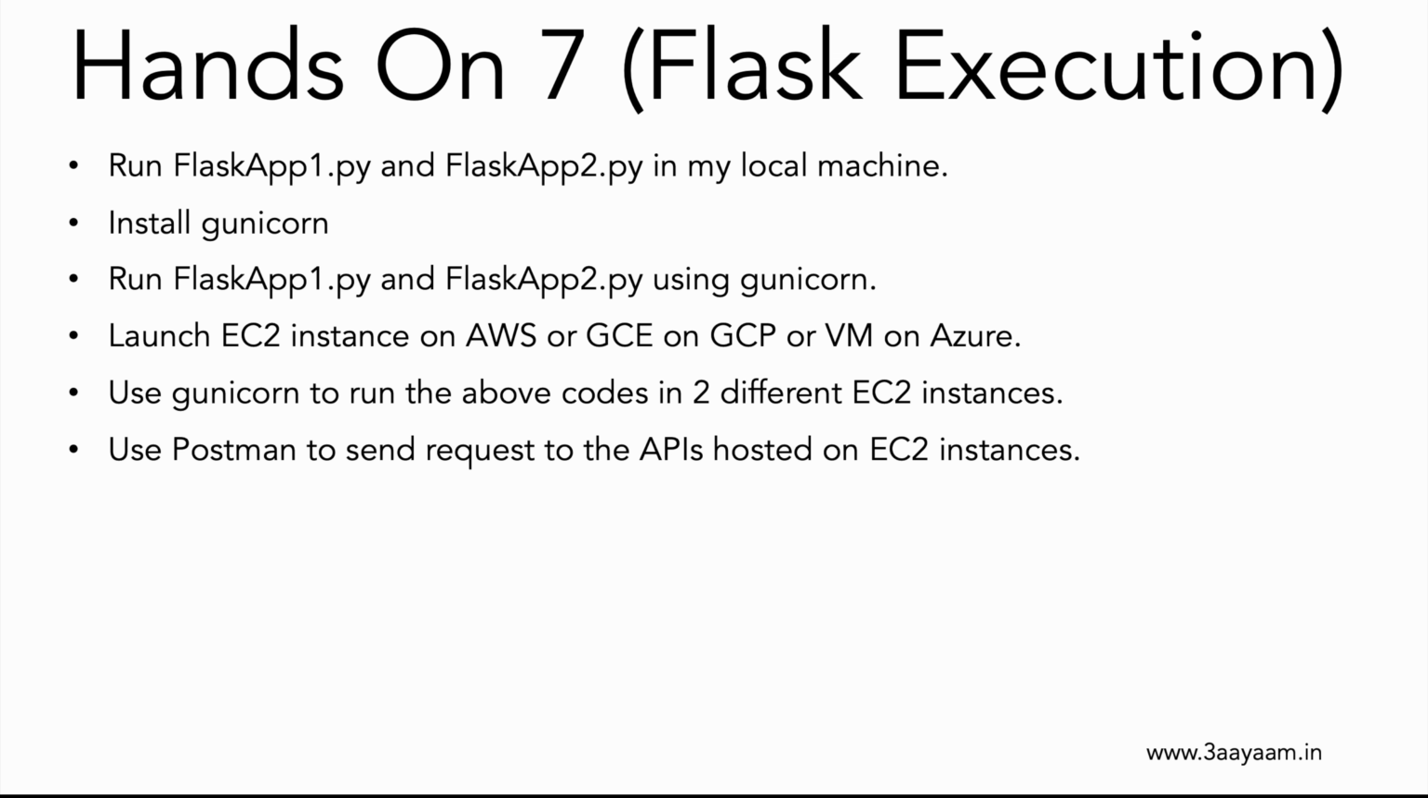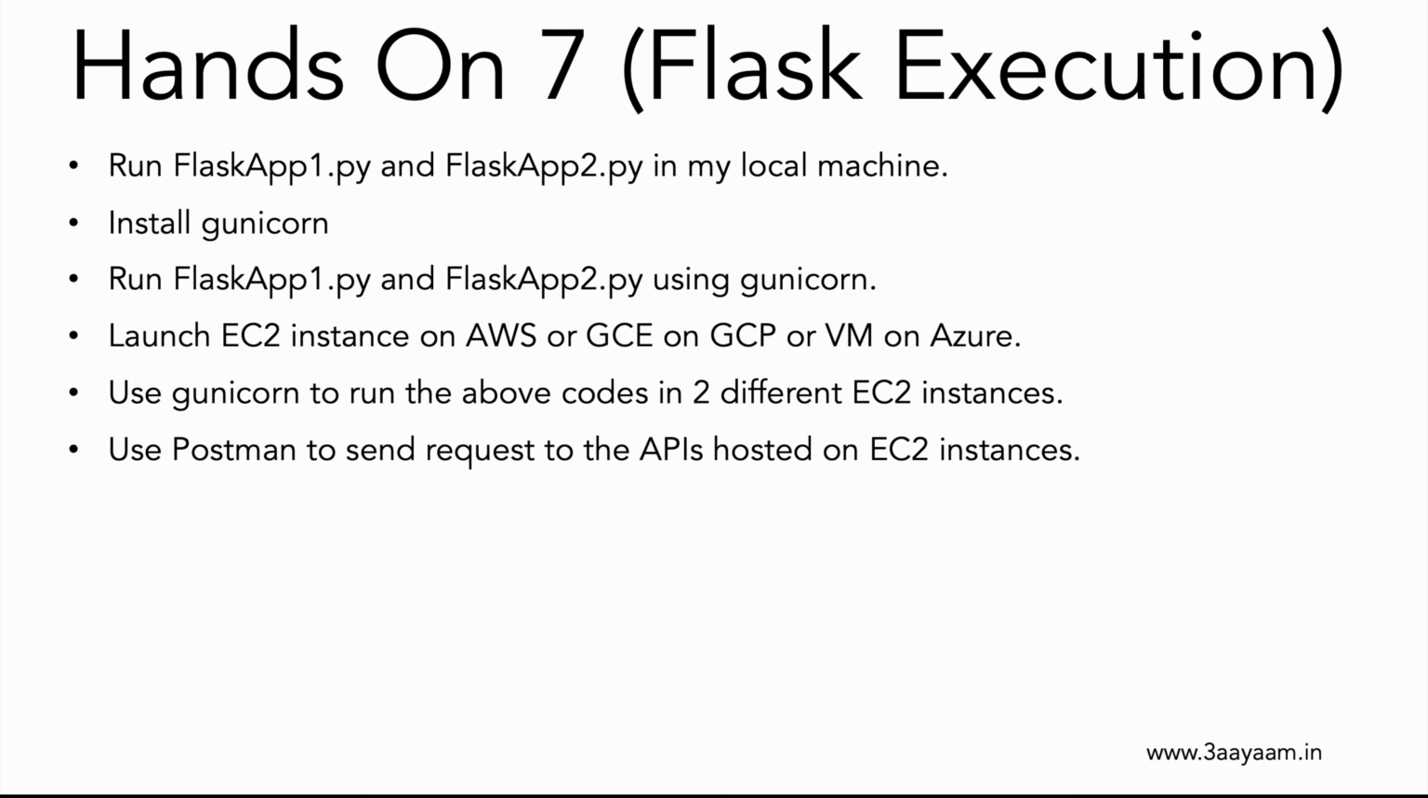So let's do the hands-on. What I am going to do is start 2 Flask applications, Flask app 1 and Flask app 2, on my local machine. First, I'll run these 2 applications without any app server. I just want to show you how we can use the Flask_app variable to run these applications. Then I will install gunicorn on my machine, and we'll run the same applications using gunicorn. Again, this will be on my machine.